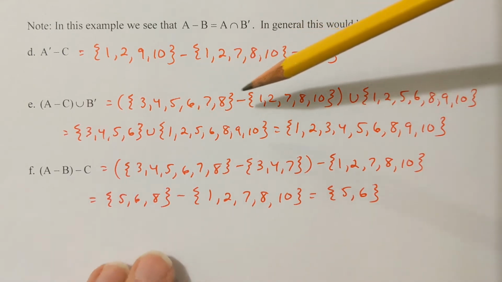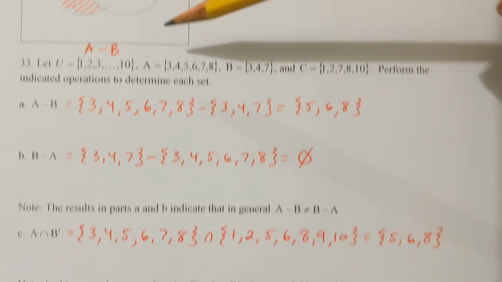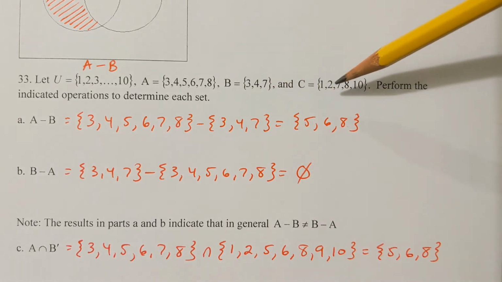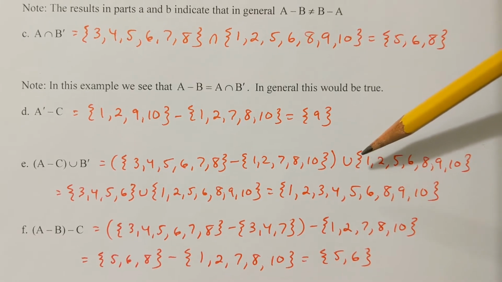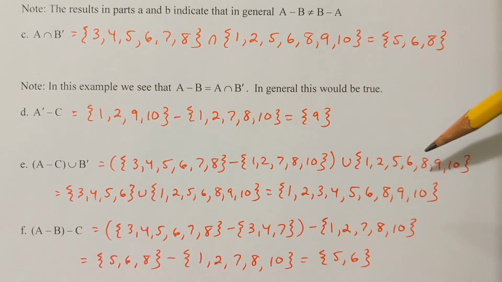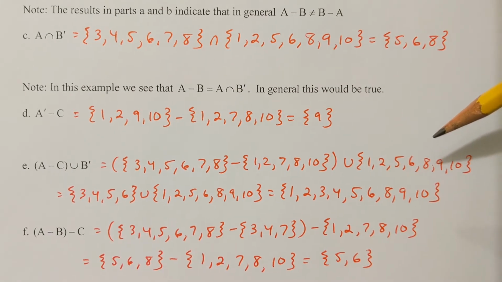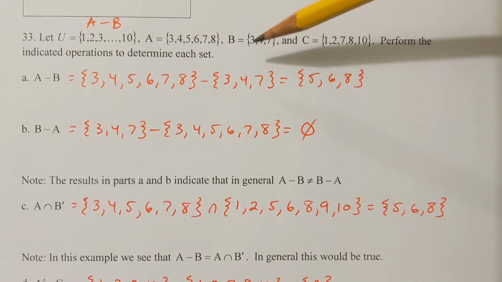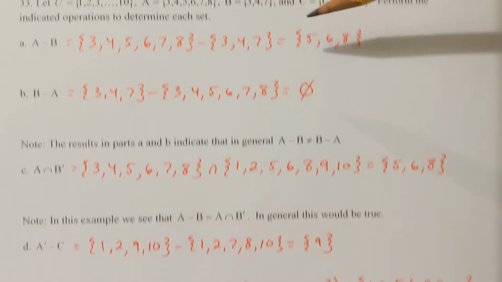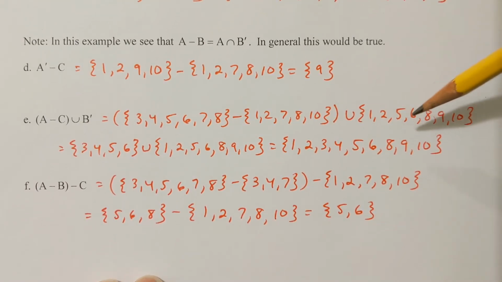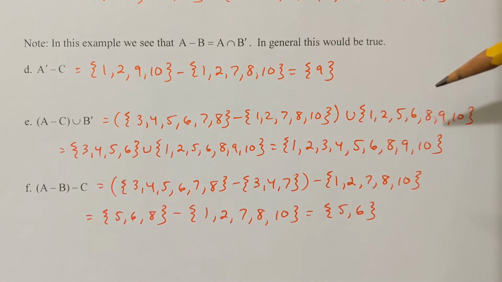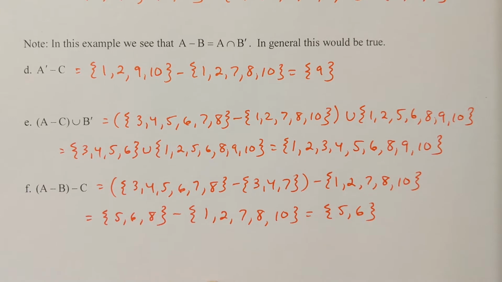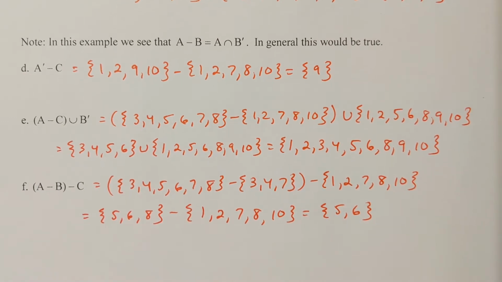So A minus C, here's A, and here's C. So I got A minus C union B complement, which is everything outside of B. Well, here's B, the set containing 3, 4, and 7. So B complement would be this set, the set containing 1, 2, 5, 6, 8, 9, and 10. Do what's inside the parentheses first.